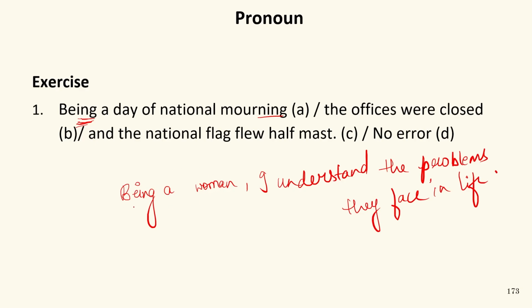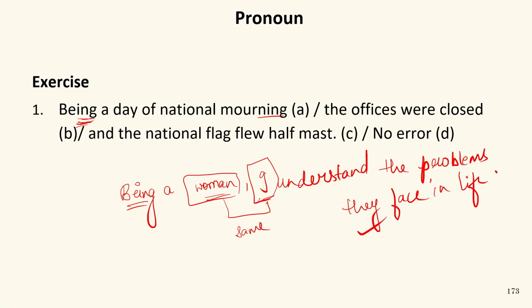Now, in this case, if a sentence begins with the word being, we look at this word and we look at this word. Now we see whether both of these words are same or not. If these words are same, then the sentence is fine. But if these words are not same, then the sentence is incorrect. Now, I can see both of these words are same. So it means the sentence is absolutely correct.